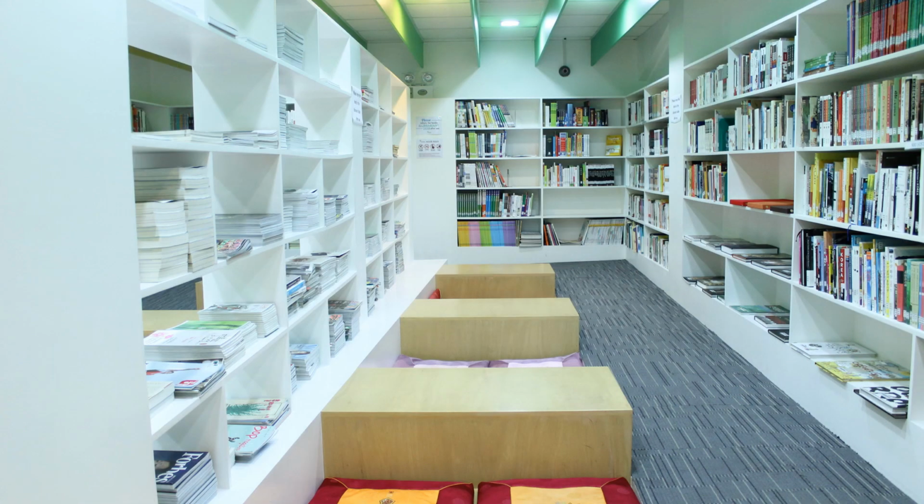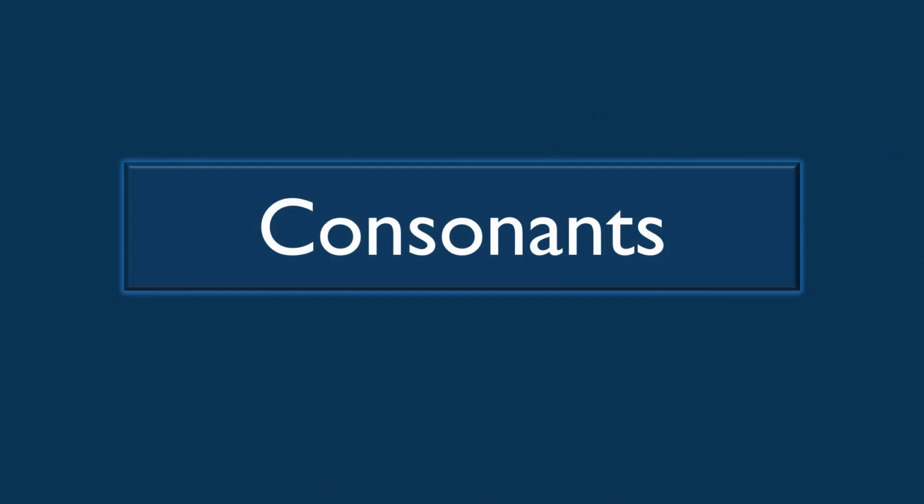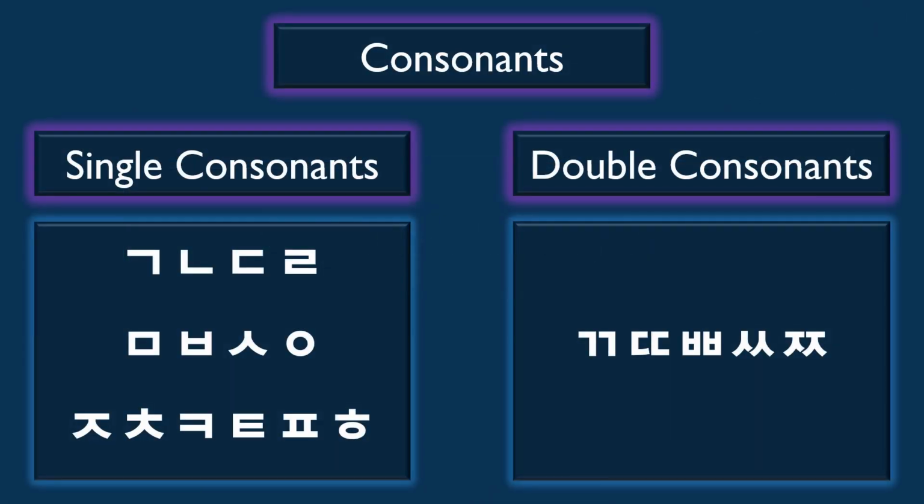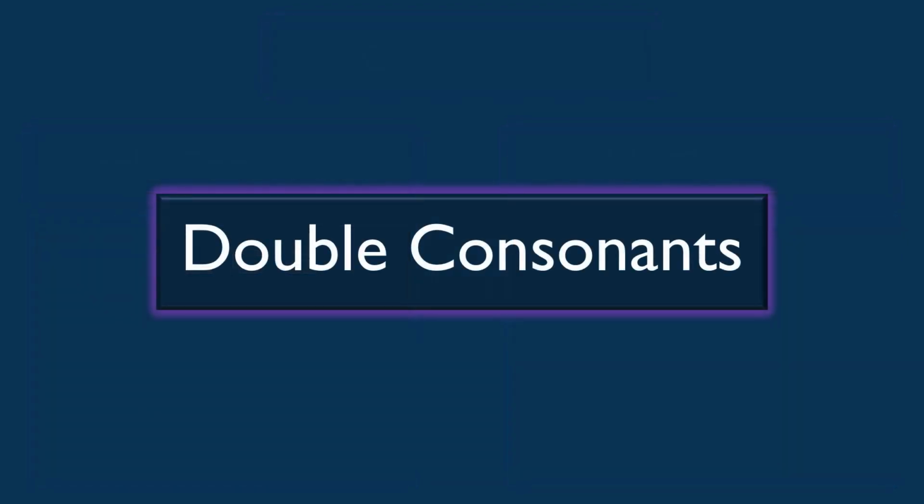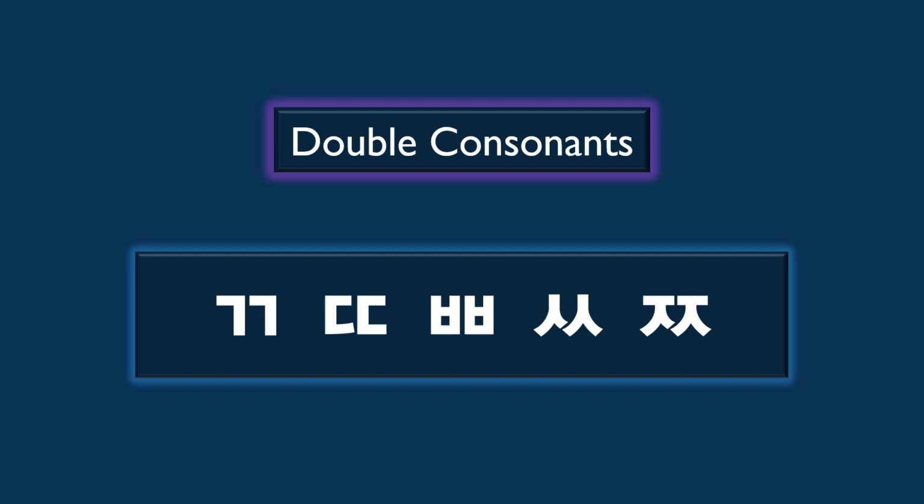Previously, we did a 5-side game in order to recall the single consonants. If you have already memorized and mastered the single consonants, then this lesson is going to be a walk in the park for you. As we have learned, there are 19 consonants, 14 single consonants, and 5 double consonants. The double consonants are called tensed consonants because of their tensed sound. I will introduce them to you one by one with some words that begin with the double consonant which is being currently introduced.